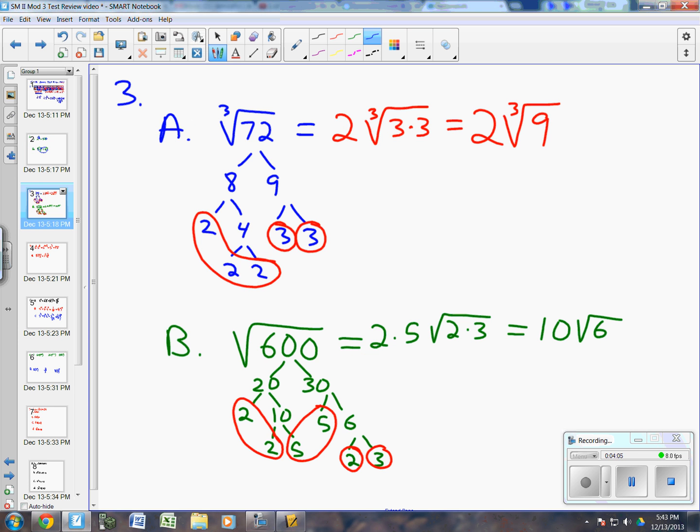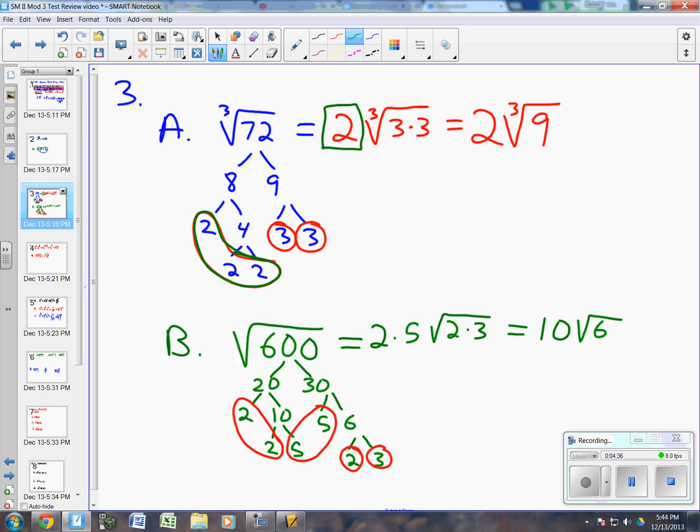Number 3. Some of you struggled with this one. So we have the cube root, so we're looking for triplets. We break it down into its prime factors. Right here I've written down the prime factors, and they happen to be 2 times 2 times 2 times 3 times 3. Well, the three 2's, that's a triplet. If you times them together, you get 8, and the cube root of 8 is 2. And that's why we just got a 2 right here.